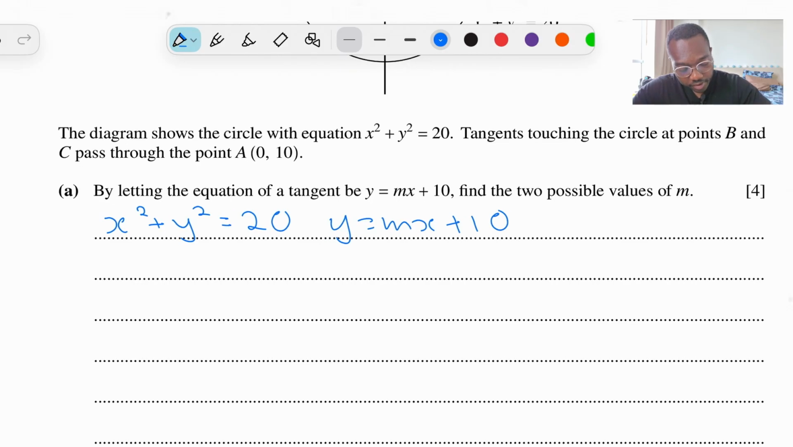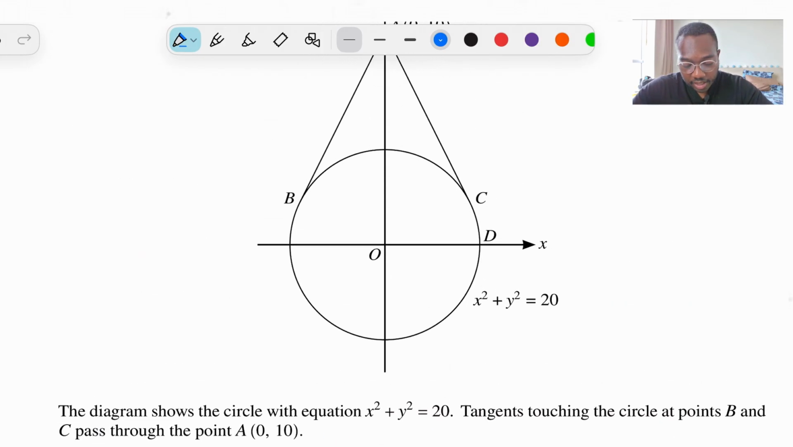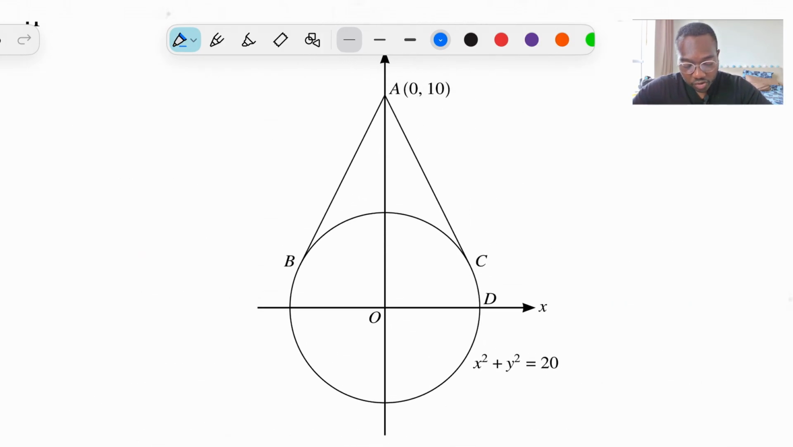So therefore, if I do that, we get x squared plus, now change my y to mx plus 10, and that will all be squared, and that's equal to 20. Now, what is the whole point of this? Well, as you can see, each of these tangents only hits the circle at one point. So therefore, remember, it's the discriminant.